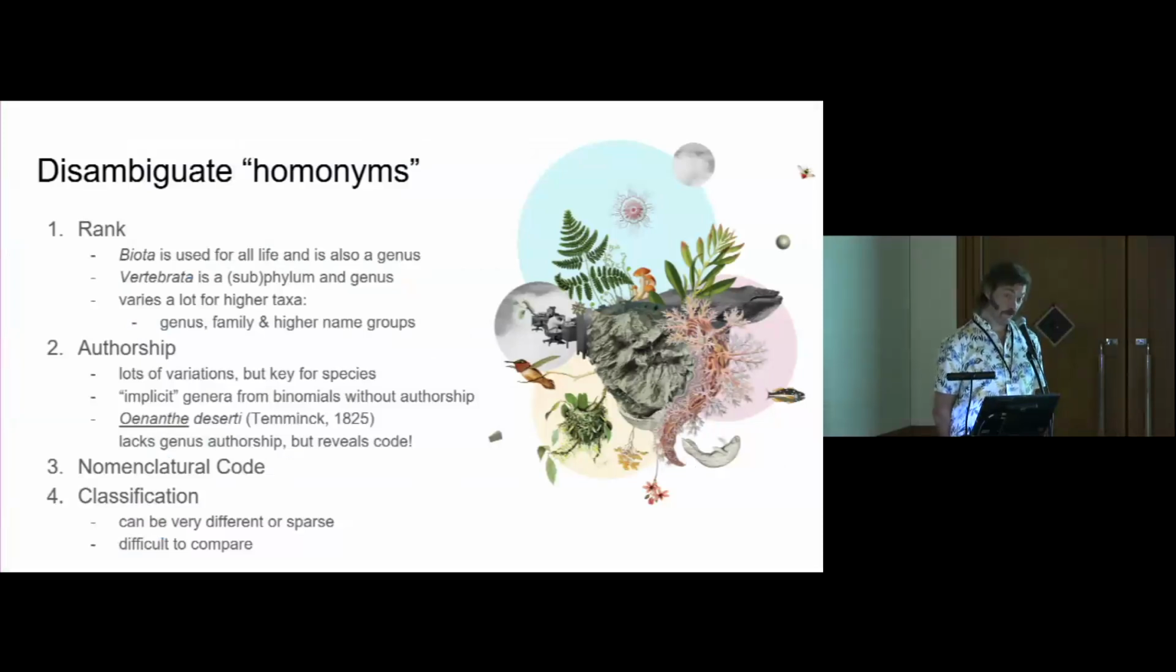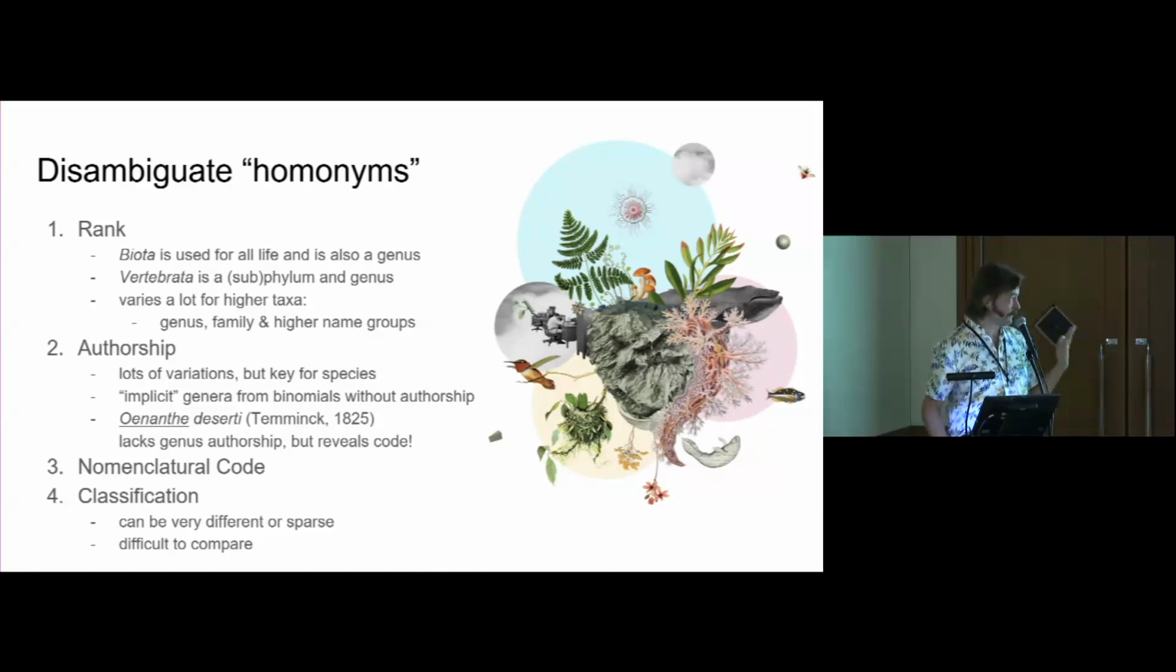So what can we do to disambiguate those homonyms? There are easy ones like ranks. Biota, for example, is something that we run into. Catalogue of Life has it as the most high-level thing for all life, but there is also a genus named biota, and some matching went wrong in the very early days. There's vertebrata, which is also a subphylum or phylum and a genus. So at least genus group, family group, and higher group names you can disambiguate just by the ranks pretty nicely.